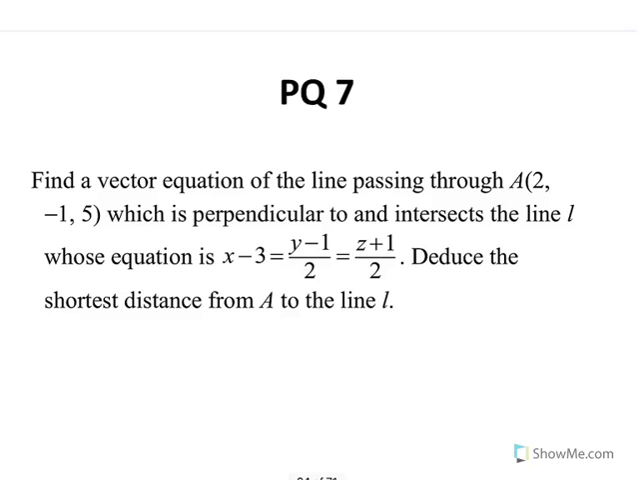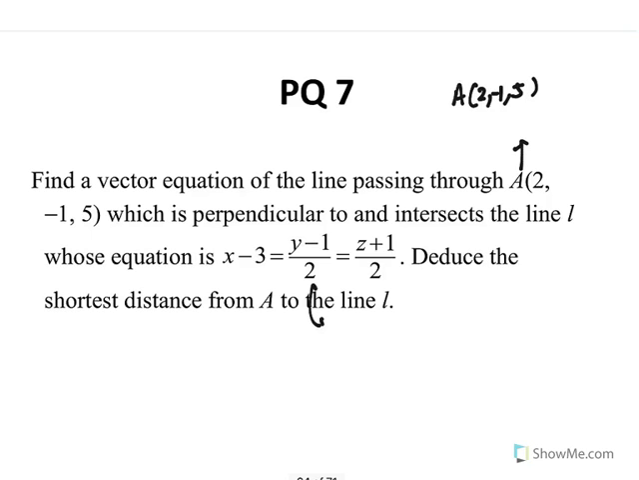Okay, so we need to find the vector equation of the line passing through A (2, -1, 5) and perpendicular to and intersecting the line whose equation is (x - 3) = (y - 1)/2 = (z + 1)/2.